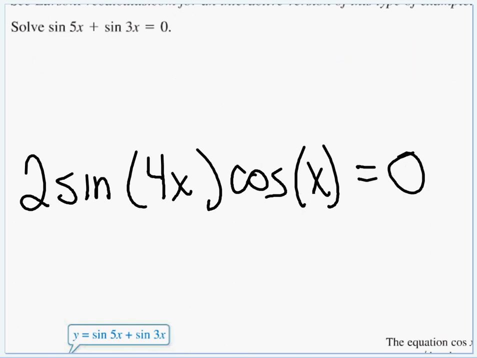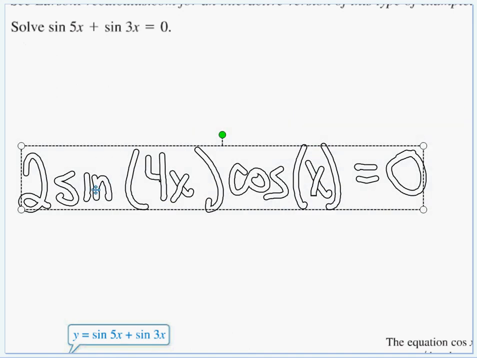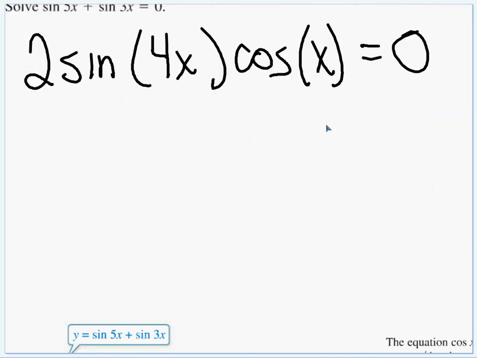Okay. So we've got this whole thing equal to 0, and the left side is all multiplied terms, 2 times sine times cos. So let's divide by 2. 0 divided by 2 is 0. So that just makes this 2 go away. Divide by 2. It's gone.